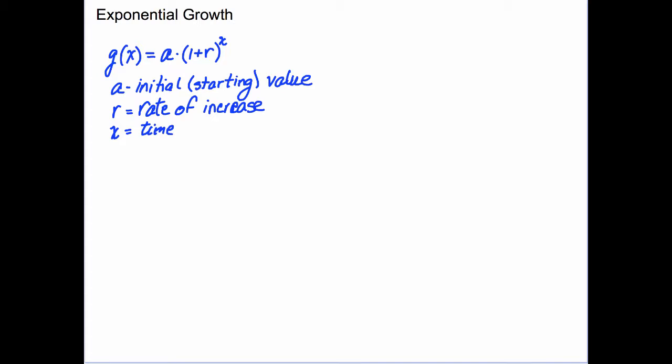This video will give you an introduction to exponential growth and the equations that go along with that. The general equation for exponential growth is g of x equals a times (1 plus r) to the x. A is the initial or starting value, the value when x is 0, when the time is 0. R is the percentage rate of increase, and x is the time, the number of time units that are under consideration.